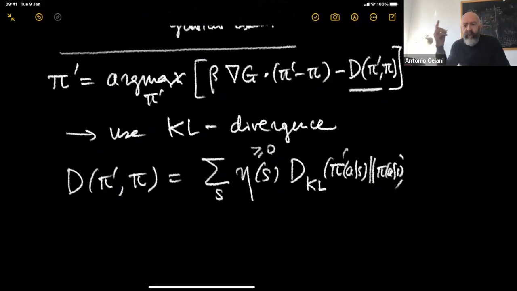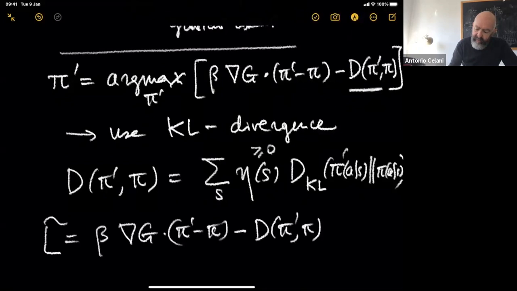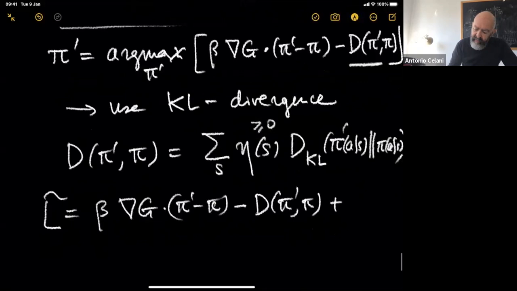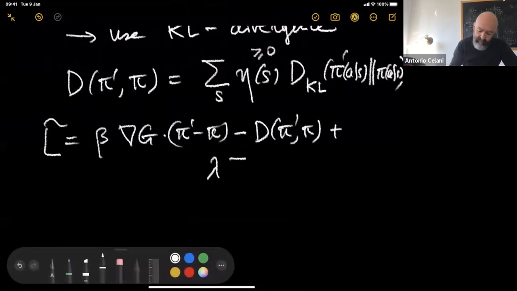Remember always that we have to impose the conditions on the normalization of pi prime and the positivity, okay? So in this case as well, there will be a Lagrangian, which we can write as beta grad G dot pi prime minus pi. Then we have minus the distance. And then we have plus, sorry, I have to put this inside. I have to impose normalization for each s.